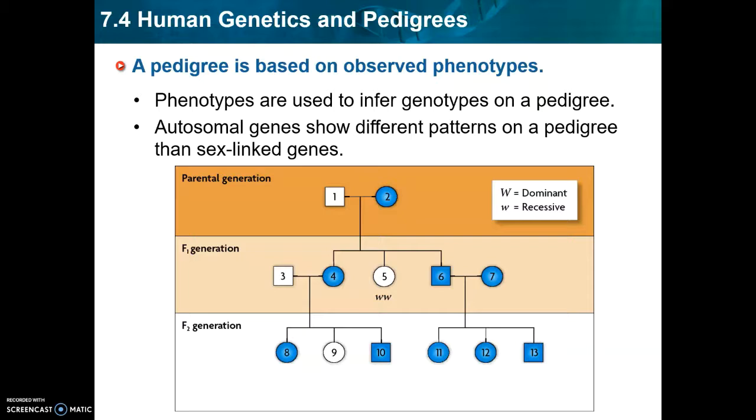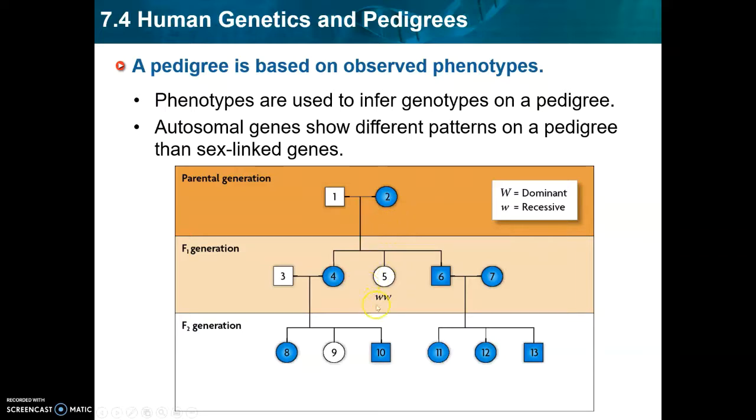In this pedigree, we are told that the person number 5 in the F1 generation is little w, little w. They are homozygous recessive, and their shape is unshaded. So that means all of these shaded shapes with the blue coloring must have a dominant phenotype. And that means that any shaded shape in this pedigree has to have at least one dominant capital W allele. So we are already certain that this pedigree is showing the inheritance of a dominant trait.